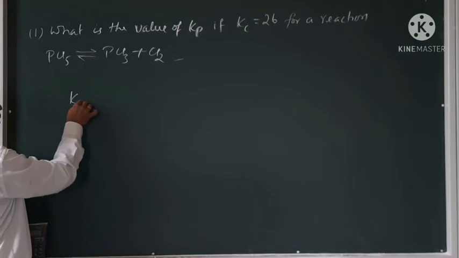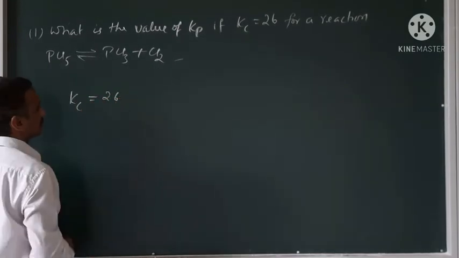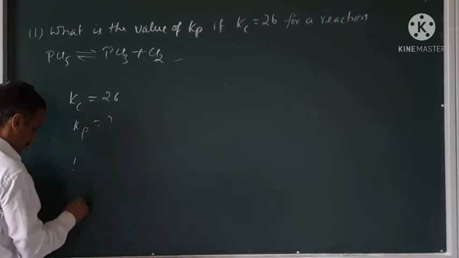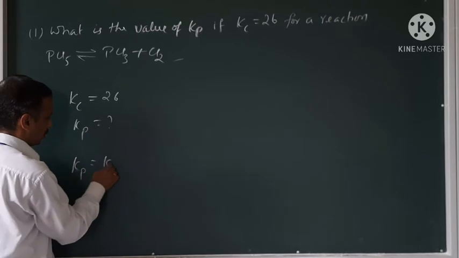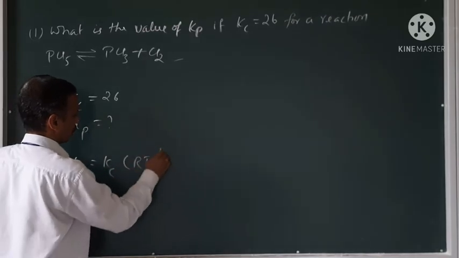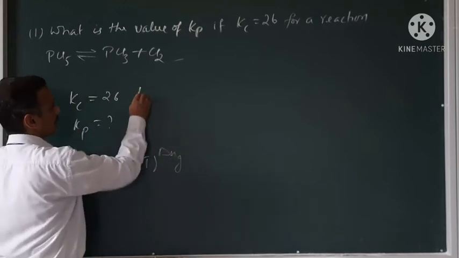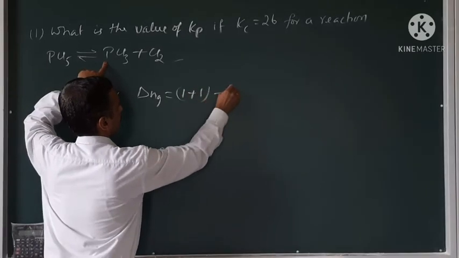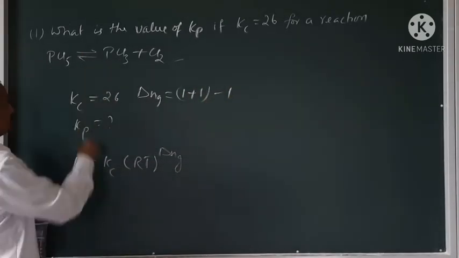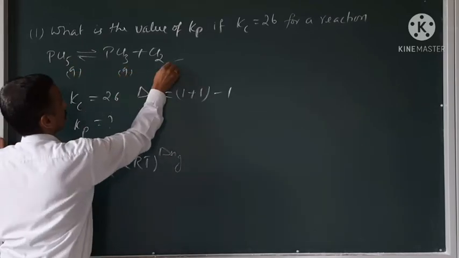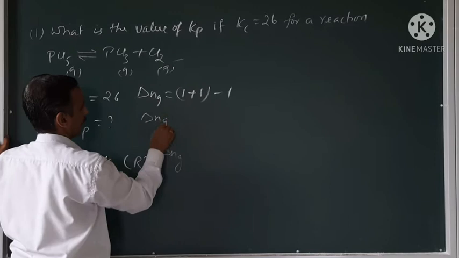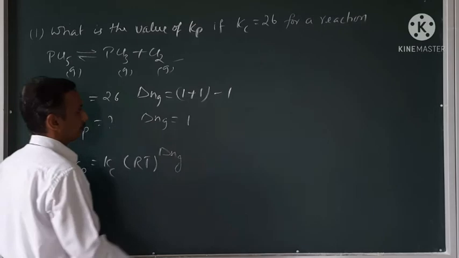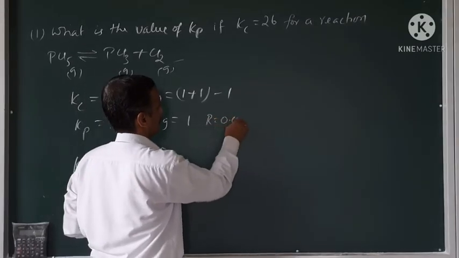You see, Kc is given as 26. Kp you have to calculate. So the formula is Kp is equal to Kc into RT to the power delta N of gas. Delta N of the gas is equal to 1 plus 1 minus 1. These are all gases only. So delta N of gas is 1. And the R value is 0.082.